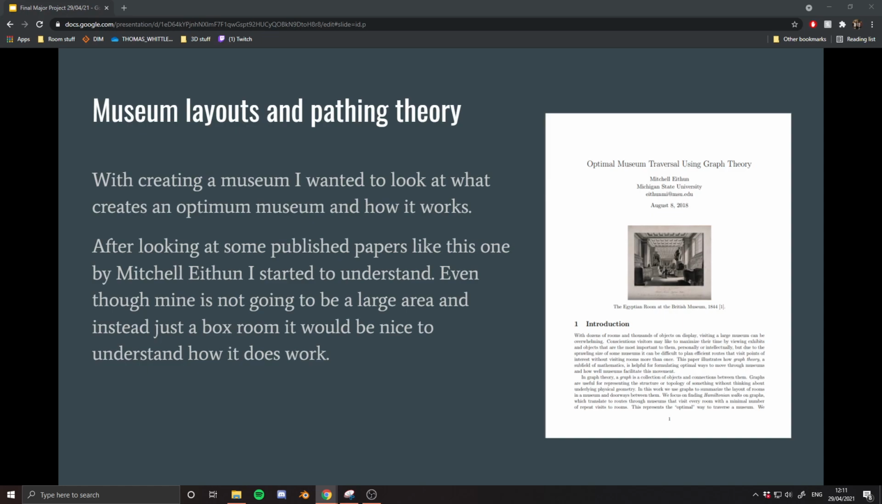After looking at some published papers like this one by Mitchell Ethan, I started to understand what museum layouts and optimal traversal theory are. Even though mine is just going to be like a box room, a large set of rooms in a large area, it'd still be nice to understand how it works so I can get a grasp on it.